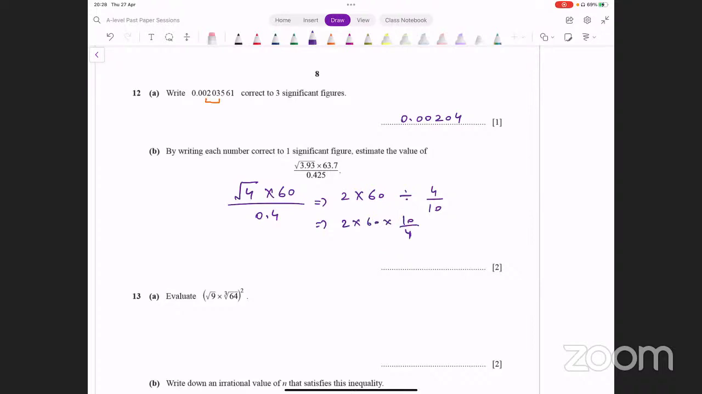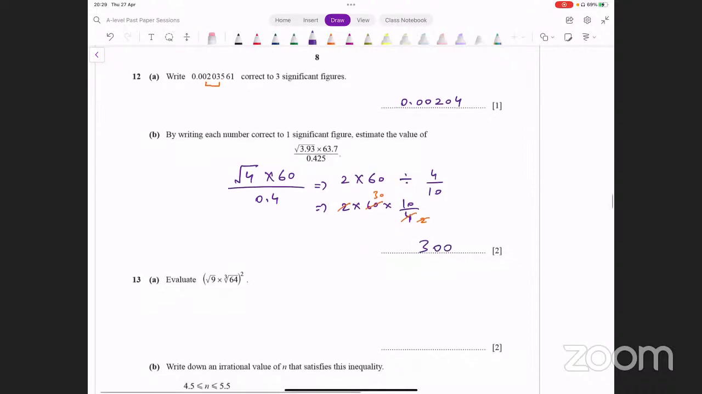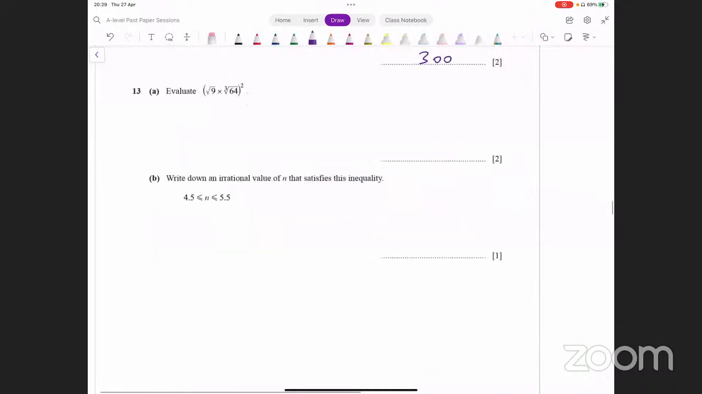उसको आप fraction को interchange कर दोगे. And now you just simplify this and see what that gives you. Cancellation देख लें, होती है आपके पास 2 and 4 get cancelled. You have 2 left here. 2 ये 60 से cancel हो गया, आपके पास 30 बचेगा. 30 into 10, that is going to give you 300. And that is your final answer here. All right, let's move on to question number 13.